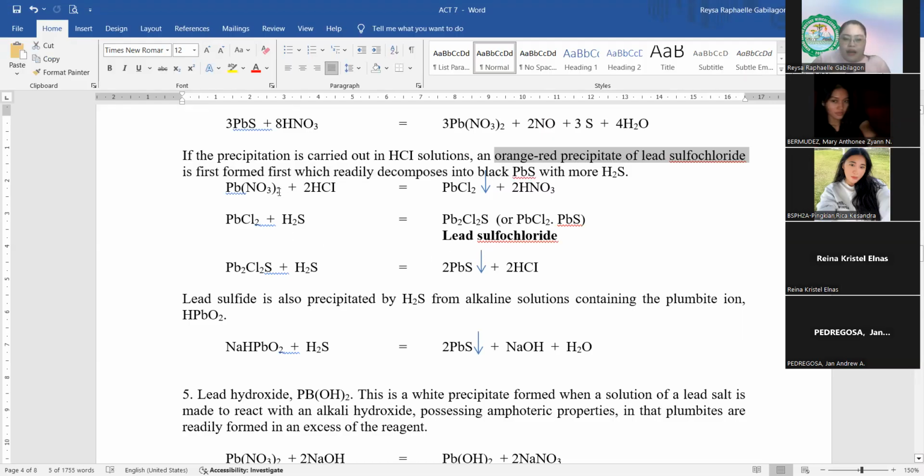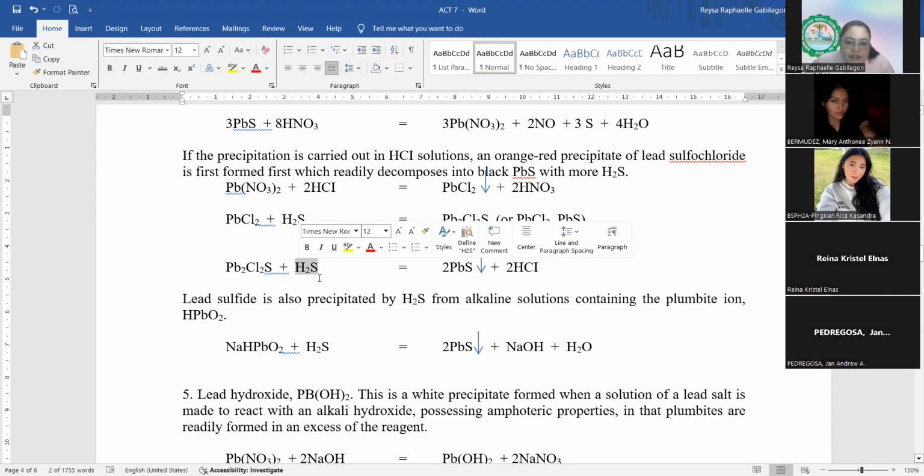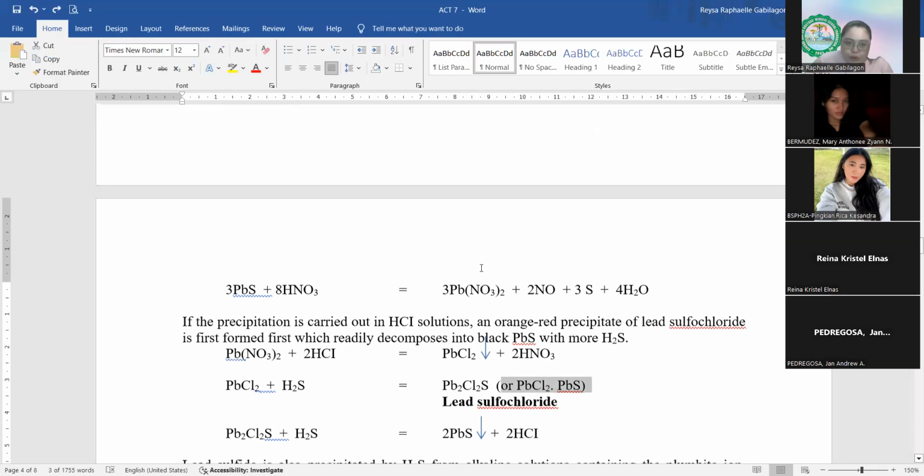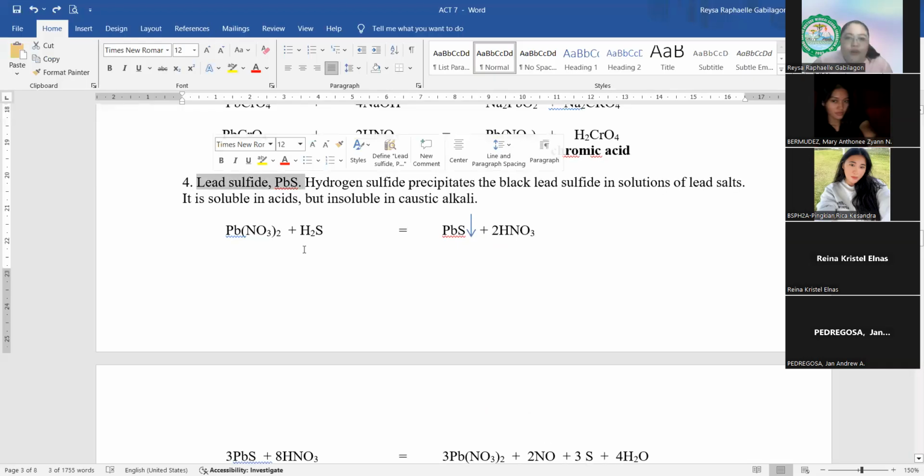Okay? Pag ganito yung step, hindi natin ito ginawa sa laboratory ha. Lead nitrate plus HCl, you will get lead chloride. Tapos, pag pinareact mo na si lead chloride with the hydrogen sulfide, yan yung makukuha natin. The lead sulfochloride, which is orange-red in color. Okay? And then, excess reagent, excess na hydrogen sulfide, pag nag-react doon sa precipitate, will yield lead sulfide. So, ito na, which is color black.